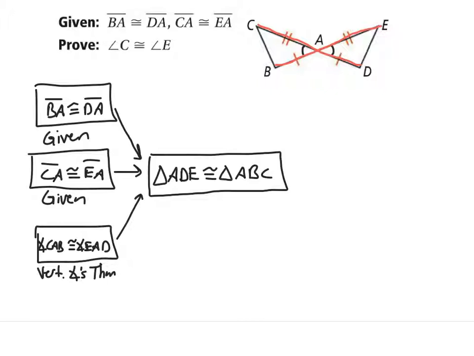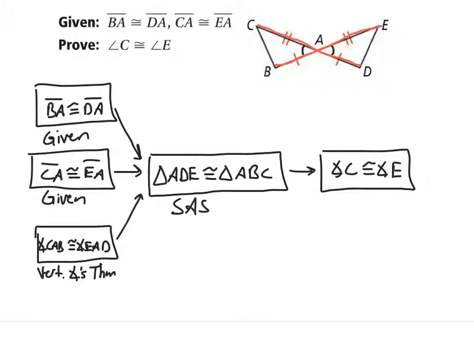Okay? And those two triangles are congruent because of side, angle, side. Well, that information tells me that angle C must be congruent to angle E. Why? Corresponding parts of congruent triangles are congruent. Awesome. And if you look at your road map, that's exactly what you should see. Angle C congruent to angle E.